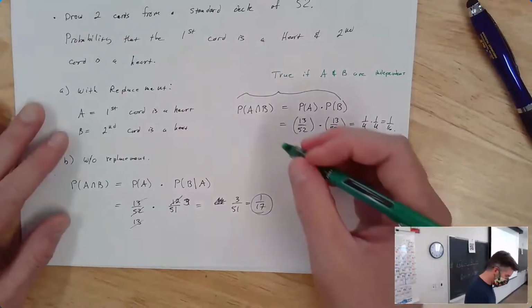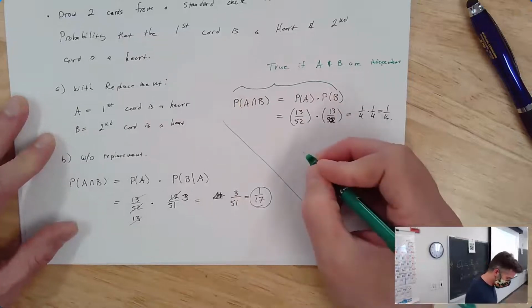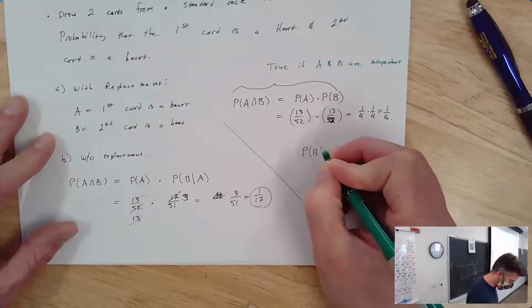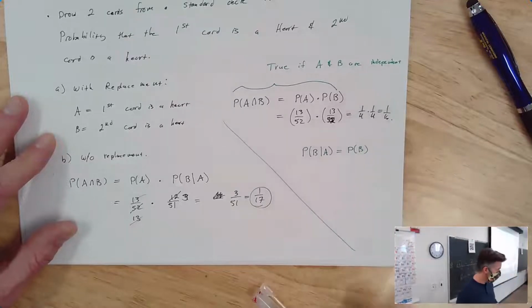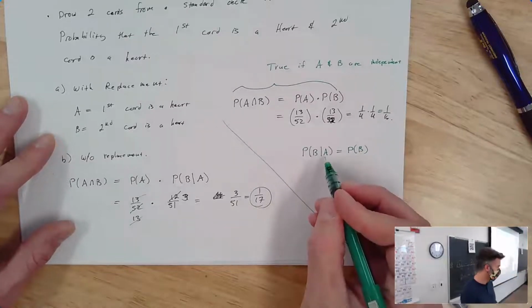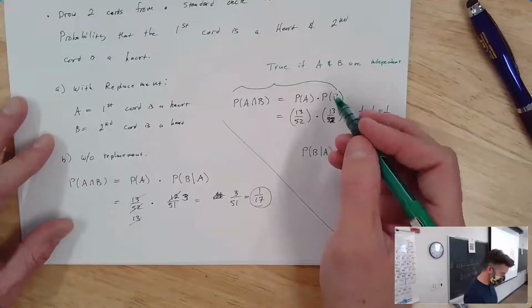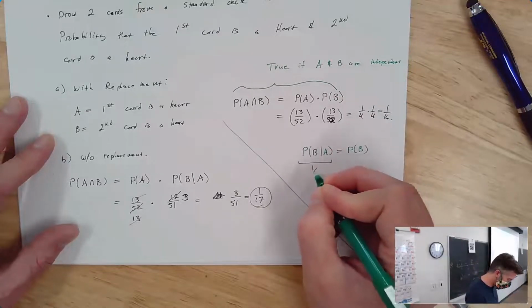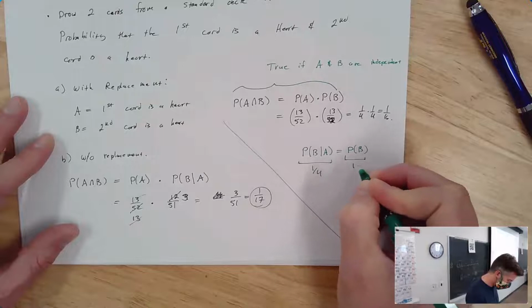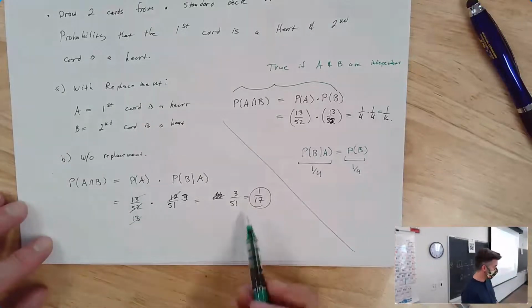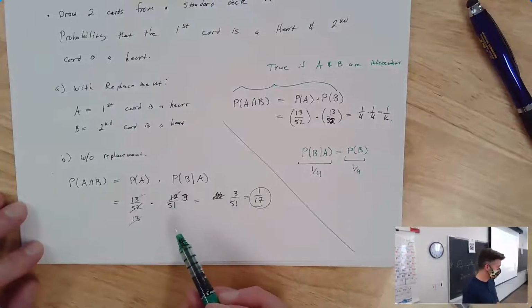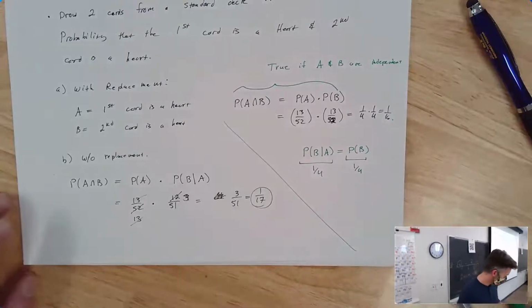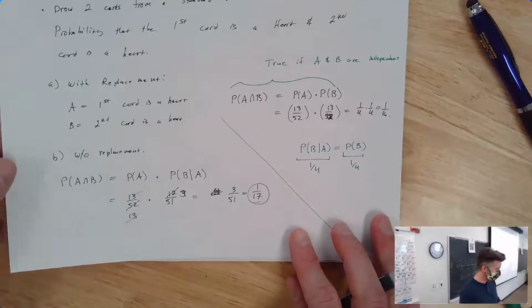So in this case over here, it's true that the probability of B given A is the same as the probability of B. Knowing that A happened doesn't change the fact that the probability of the second card's heart is still 1/4. Here it's different. And here the probability of B given A is 12/51. Interesting.